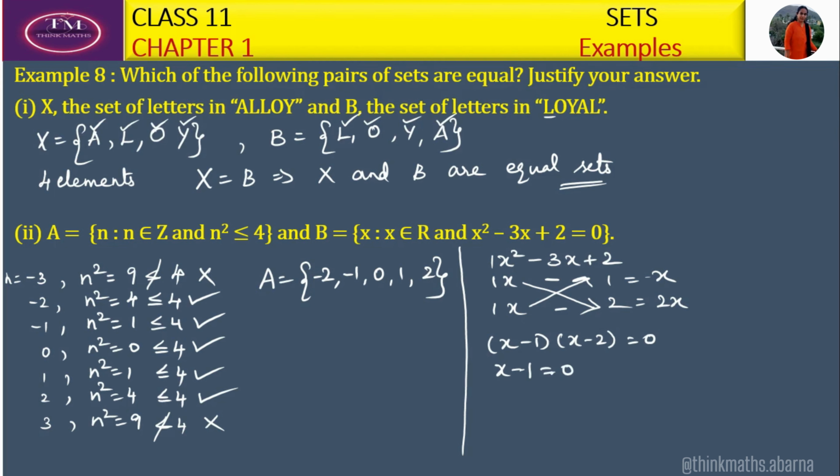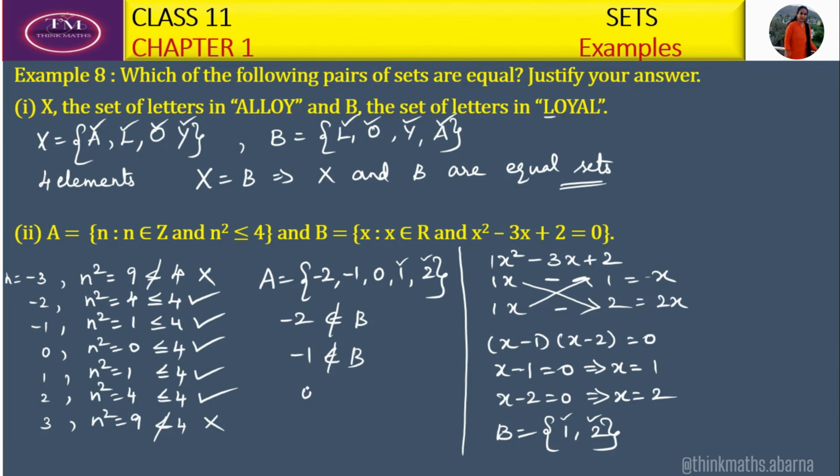So x minus 1 is equal to 0. x minus 2 is equal to 0. That means x will be equal to 1, as minus 1 becomes plus 1 when we change the sign. Minus 2 becomes plus 2 when we change the sign. So 1 and 2 are both real numbers. So B has the elements 1, 2. Now if we check A and B, in A we have 5 elements. In B, we have 2 elements. So only 1, 2 is present here. Minus 2 does not belong to B. Minus 1 does not belong to B. 0 does not belong to B. So all the elements should be present in both the sets. If it is not so, then A and B are not equal sets. So A and B are not equal sets. Okay, so this is the solution for this problem.